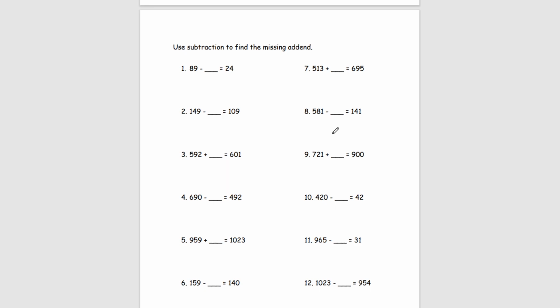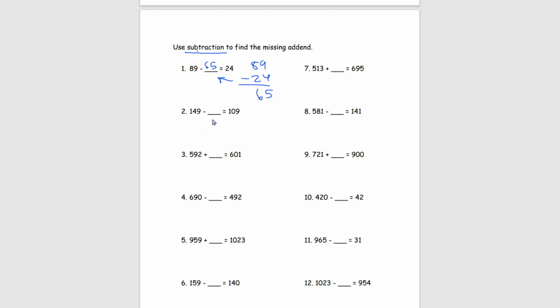Moving on to the next page, we're going to be using subtraction to find the missing add-in. Looking at number 1, our first example is 89 minus blank equals 24. Since we're using subtraction to find the missing add-in, we're going to do 89 minus 24, as that will get us our blank. So we do 9 minus 4, which gets us 5, and then 8 minus 2, which gets us 6. And so our answer for number 1 is 65.